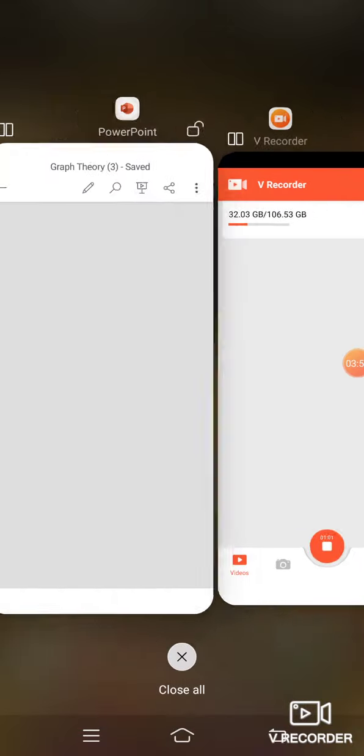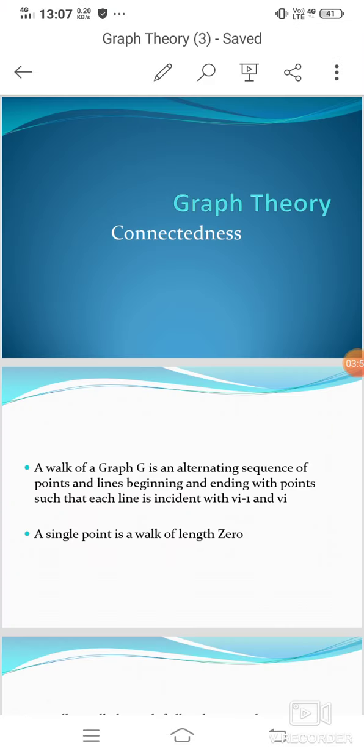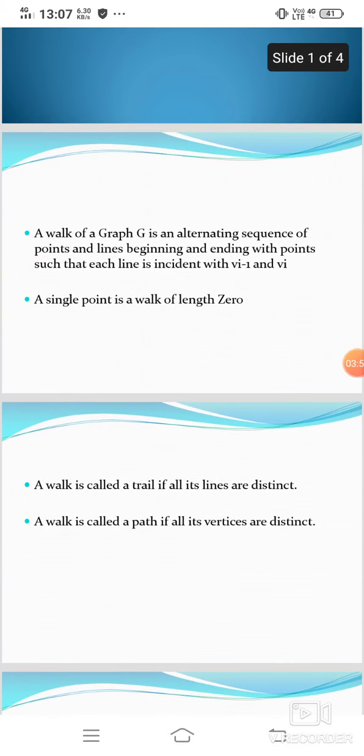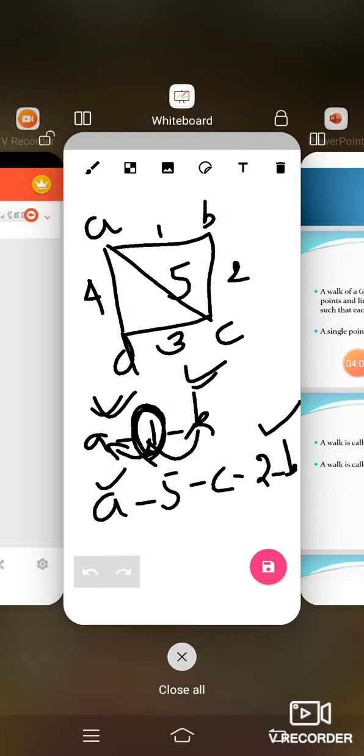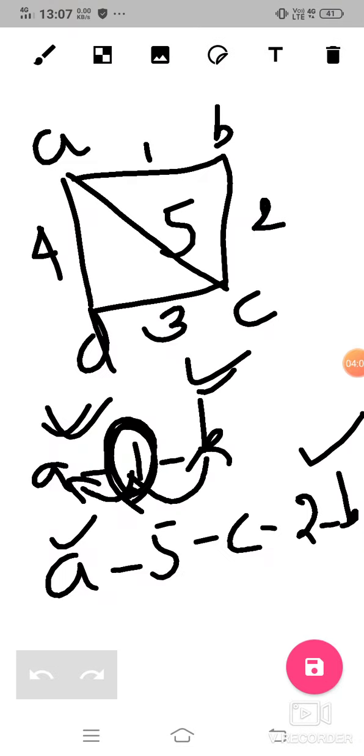Now let us see the next definition: a single point is a walk of length 0. A single point is a walk of length 0. Now see here, we have given 2 examples for a walk. This is not the only example, you can have n number of walks for this graph. This is one of the examples which I have taken. You can draw your own graph and find out walks.